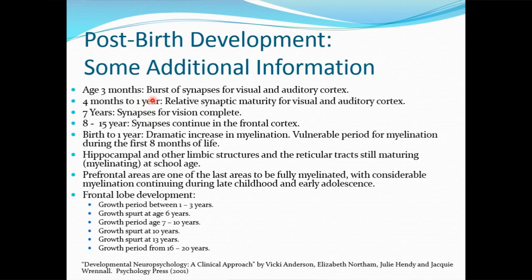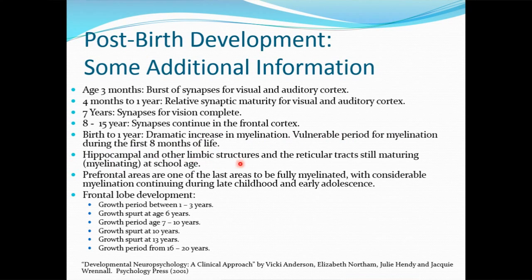So at age 3 months, a baby has a burst of synapses for visual and auditory cortex. Okay? Between 4 months and a year, there's a relative synaptic maturity for visual and auditory cortex. At 7 years, the synapses for vision are complete. So then they can see fully. Well, the synapses are complete. From 8 to 15 years, the synapses continue in the frontal cortex. Between birth and 1 year, there's a dramatic increase in myelin. It's a vulnerable period for myelination during the first 8 months of life.